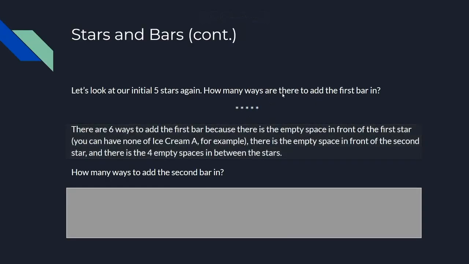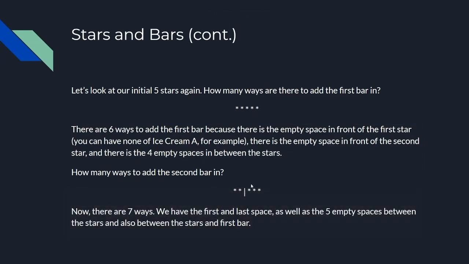how many ways are there to add our second bar in? Now we have 7 ways, because we first have our 5 stars and then our first bar, which is already in there. So we have the first and the last space, as well as the 5 empty spaces between the stars and also between the stars and the first bar.